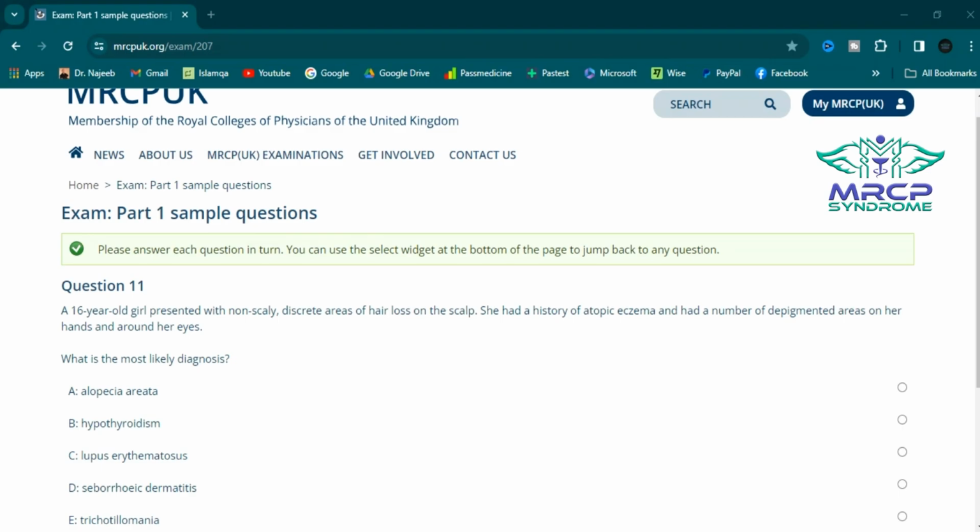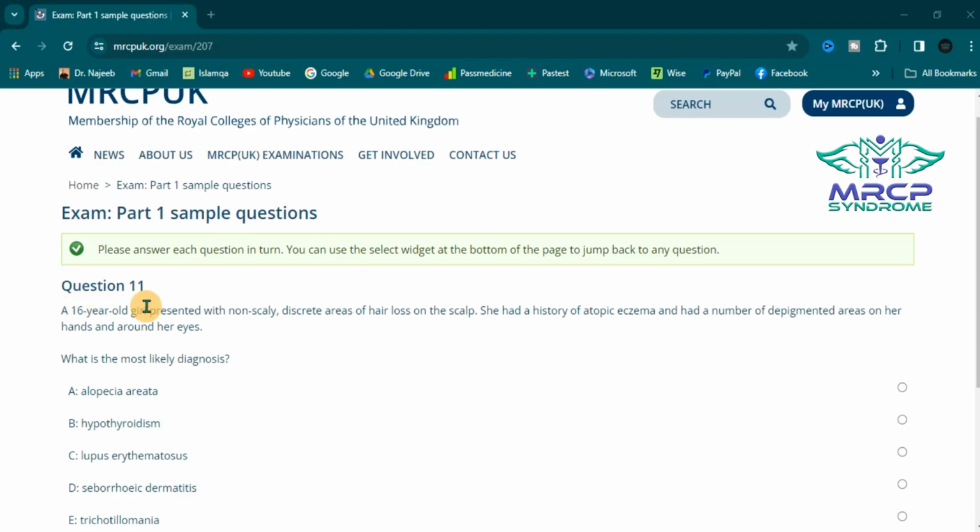What is the most likely diagnosis? Alopecia areata, hypothyroidism, lupus erythematosus, seborrheic dermatitis, trichotillomania. A 16-year-old girl presented with non-scaly discrete areas of hair loss on the scalp. She had a history of atopic eczema and a number of depigmented areas on her hands and around her eyes. What is the most likely diagnosis?